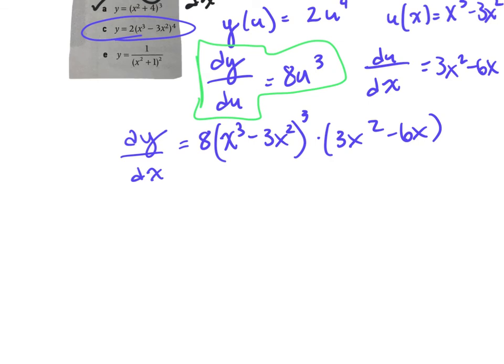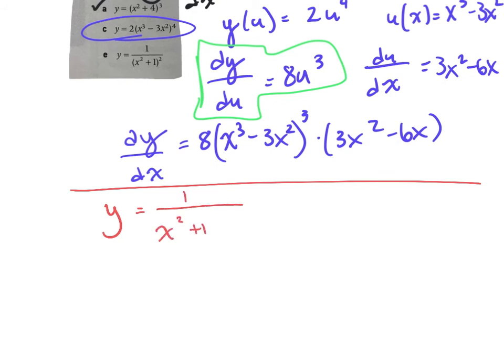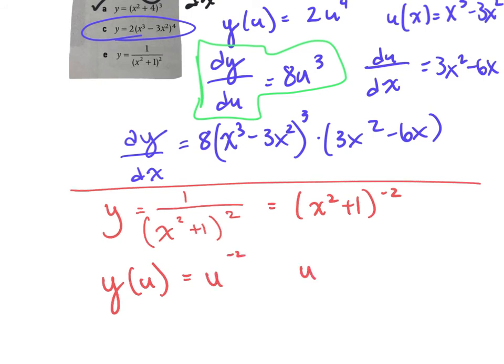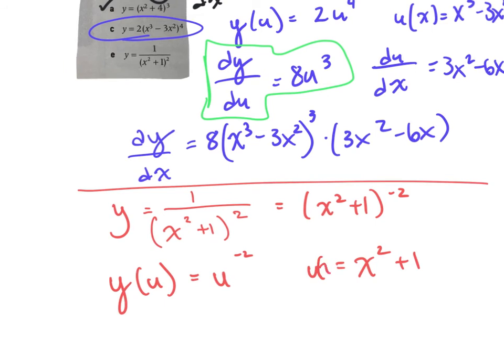Last one, I'm just going to do it down here. y equals 1 over (x squared plus 1) squared. I would probably rewrite this pretty quickly as (x squared plus 1) to the negative 2, because I think that just makes it a little bit easier. And I would write this as y of u is u to the negative 2, and u of x is x squared plus 1.